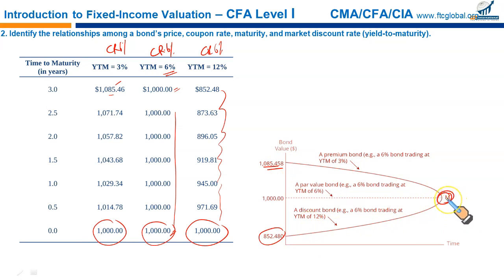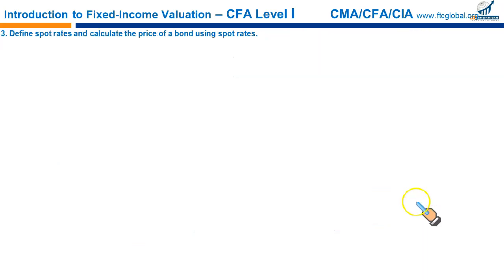So this convergence to par value at maturity is what you call the constant yield price trajectory. It shows how the bond price would change from 1185 to 1000 and 852 to 1000, how the bond price would change as time passes if its yield to maturity remained constant. That's why it's called constant yield price trajectory.